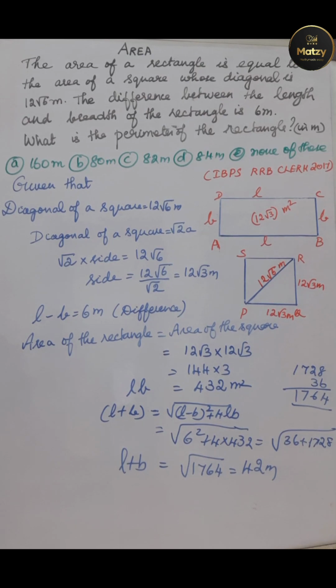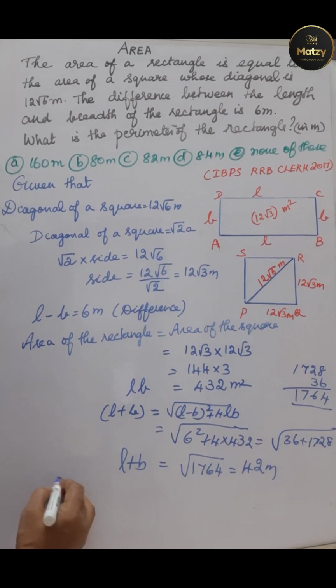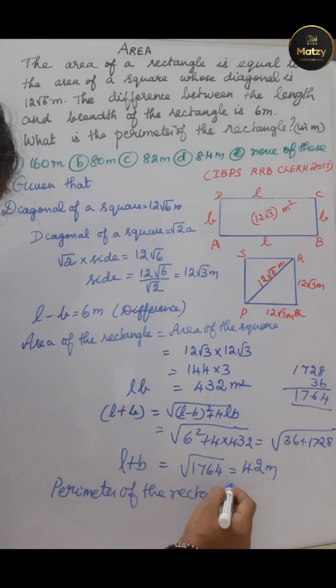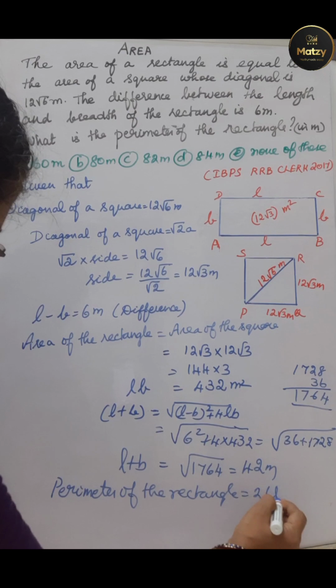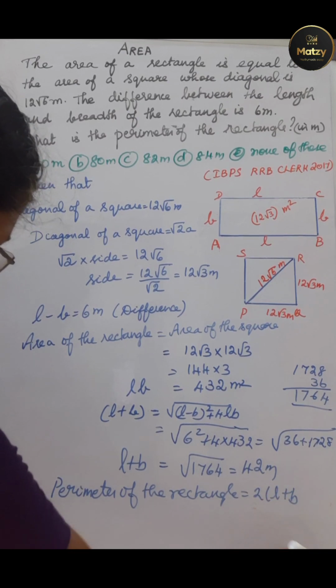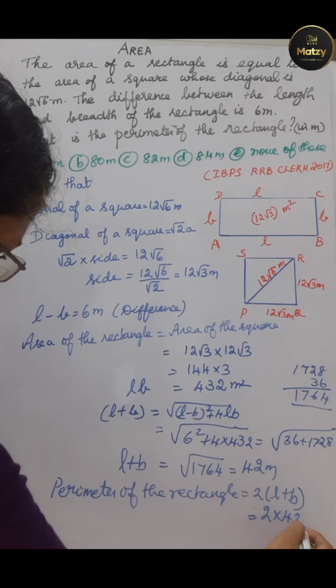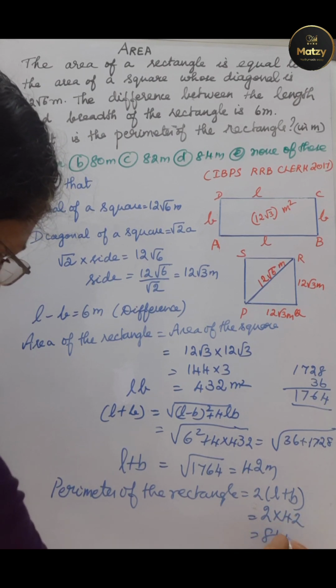But what we have to find out is the perimeter of the rectangle. What is the formula? Perimeter of the rectangle is equal to 2 into L plus B. So 2 into 42, that is 84 meters.